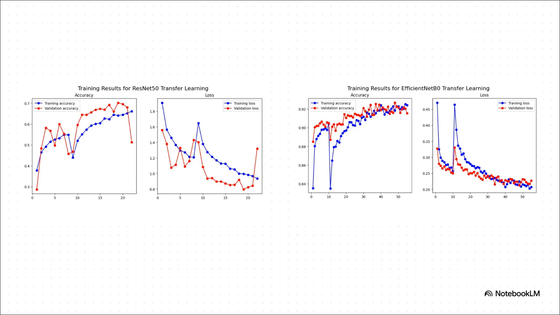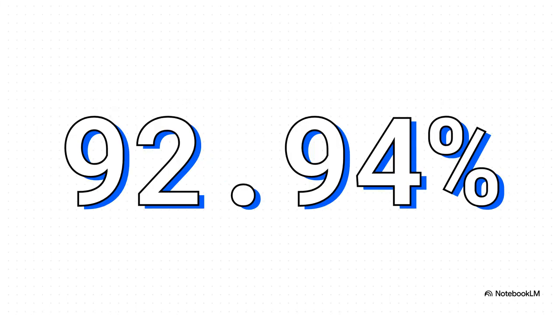So then I tried a more modern, more efficient model called EfficientNet B0. And look at the chart on the right. It trained like a dream. This was such a powerful lesson. More complex is not always better. And that modern champion, EfficientNet B0, it delivered our best performance by far, a phenomenal 92.94% accuracy. We had our winner.